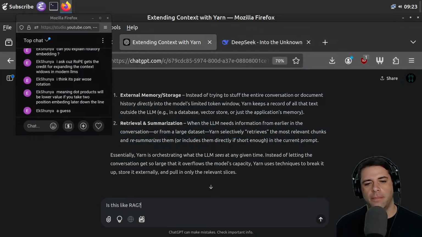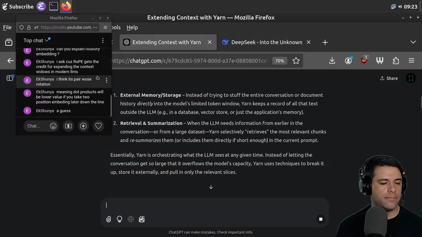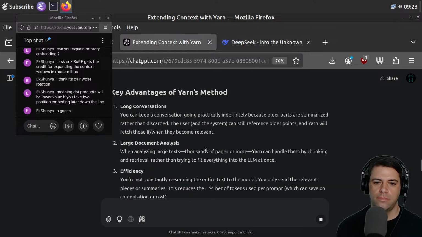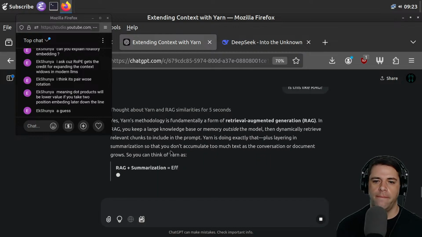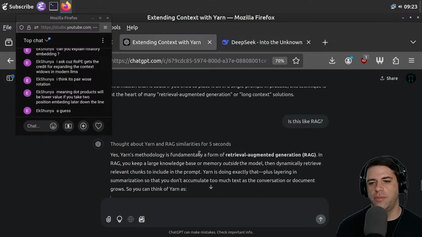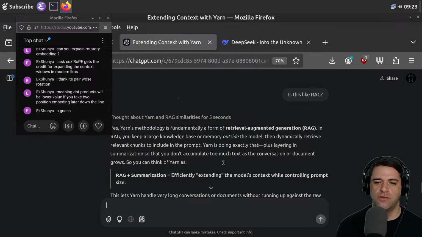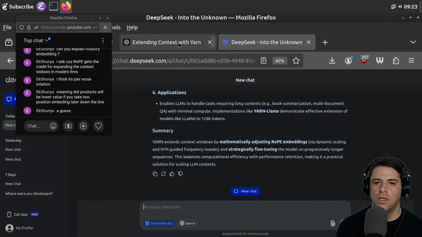Okay, so basically, I'm going to think of it as similar to RAG. Is this like RAG? Yes. YaRN's methodology is fundamentally a form of retrieval augmented generation. In RAG, you keep a large knowledge base of memory outside the model, then dynamically retrieve relevant chunks. Okay.